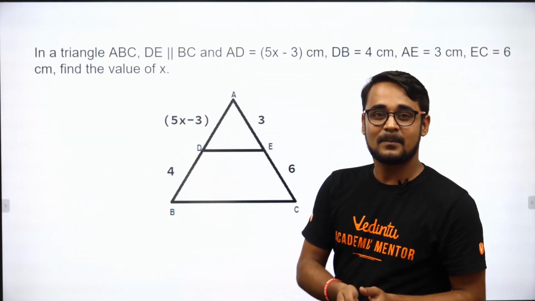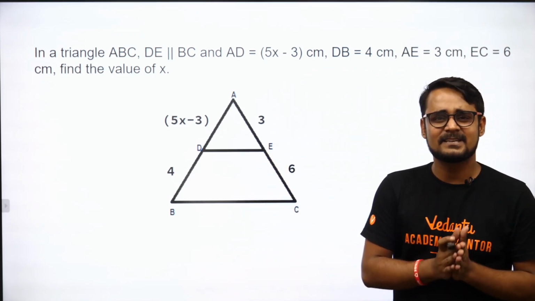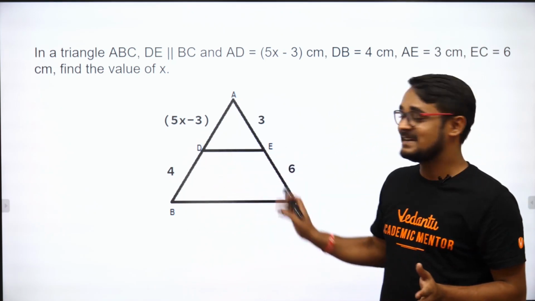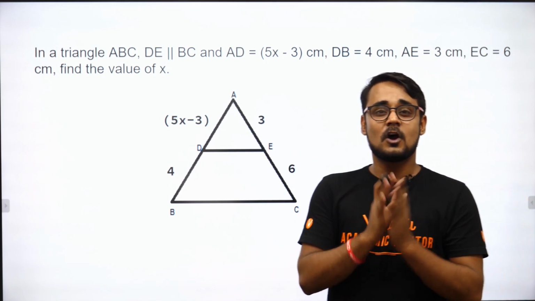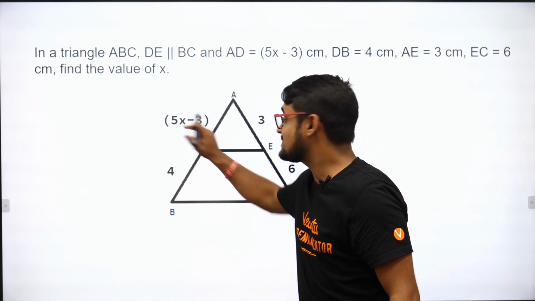And what is that example? आपके पास एक triangle given है. Here is the triangle ABC जिसमें कि ये बेस BC पैरेलल है DE के और हमारे पास कुछ रेशियोज गिवन हैं. So now you have to find what is the value of x. You have to find this value of x.